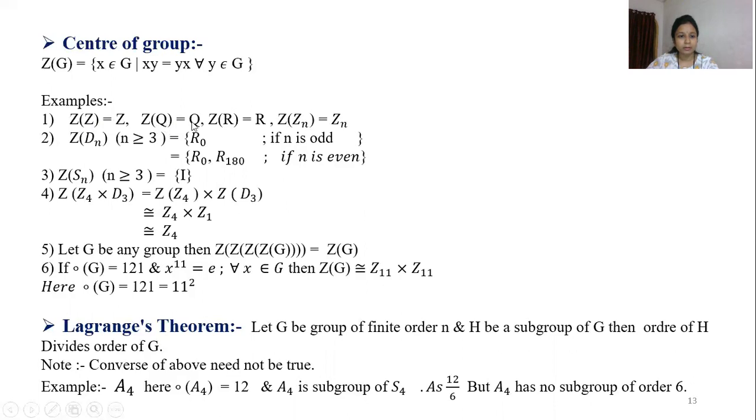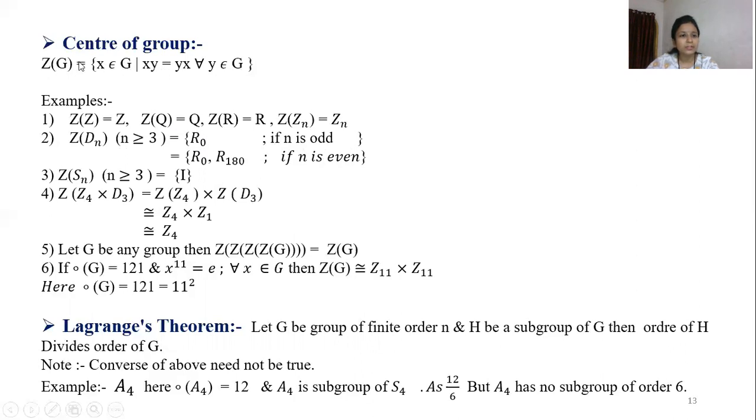Q is abelian, so the center of Q is Q. R is abelian, so the center of R is R. Zn is abelian, so the center of Zn is Zn. What about the center of Dn? Dn is non-abelian for n greater than or equal to 3. The center of Dn depends on whether n is even or odd. If it is odd, the center of Dn contains only the identity, because the identity element commutes with each and every element of G. That's why the center of G always contains the identity.